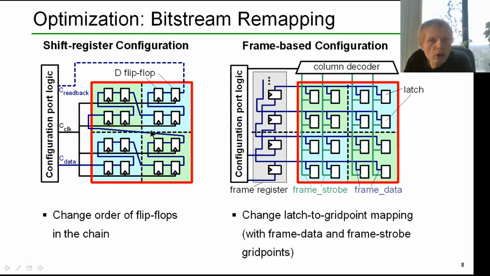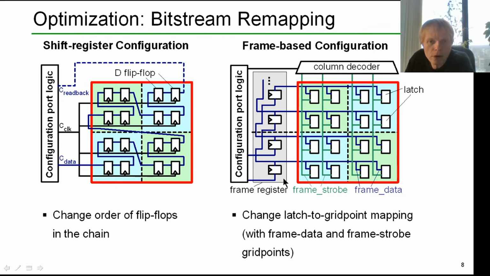FABulous is the only open source framework at the moment that has been shown for frame-based configuration. And how does that work? You have a long, basically a deserializer to generate a wide configuration word.